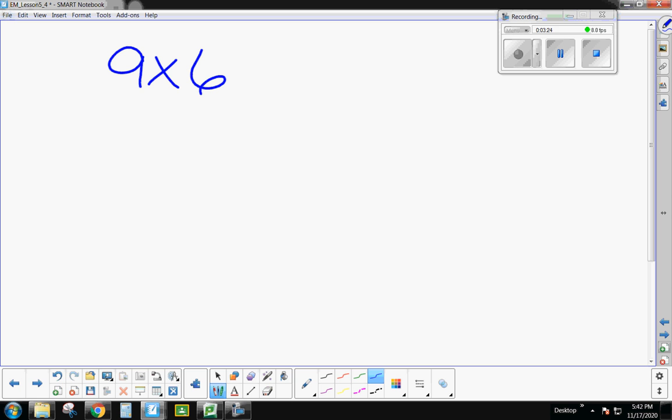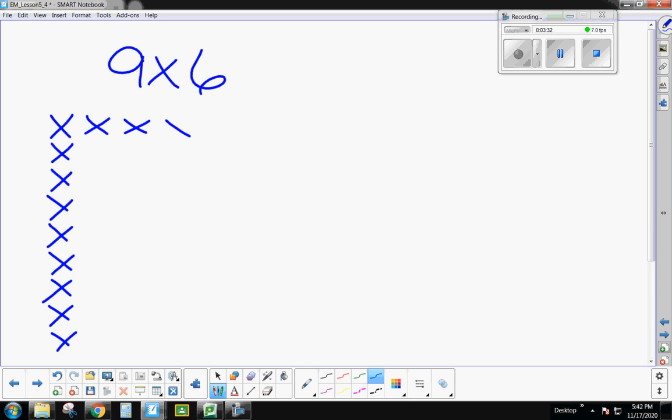All right, now you also know that you can represent multiplication with arrays. So I might do 9 rows of 6. So 1, 2, 3, 4, 5, 6, 7, 8, 9. And then I would have to fill in each of those rows with 6. Now I'm going to be very honest with you, drawing arrays for big problems like that is not my go-to strategy because it takes a long time, and I don't want to sit here forever drawing X's and making an array. That is not a strategy that I would typically use.